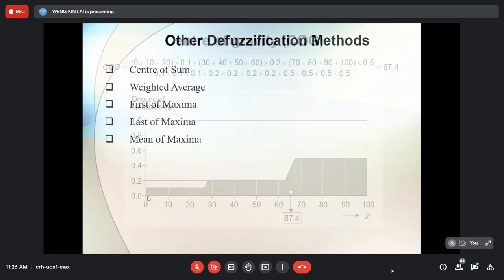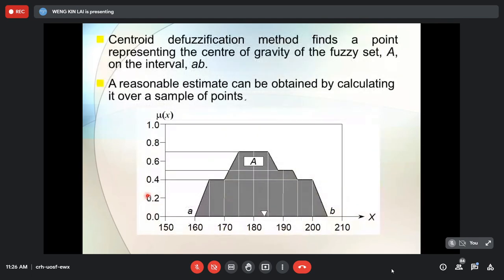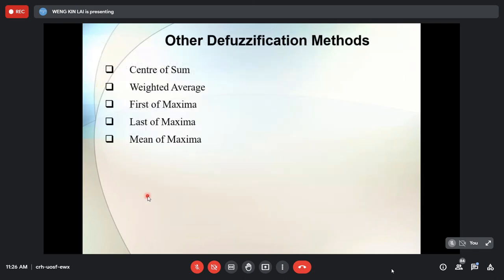So this is what we call the center of gravity method of defuzzification, the centroid, based on the center of gravity. Now, what other methods are there? This is basically for your information, for you to appreciate that there is not only one method; there are many. You need not use them in the exam or in your calculations, but at least you know that there are other methods. One is called center of sum, weighted average, first of maxima, last of maxima, and mean of maxima. I'll quickly go through what this involves.